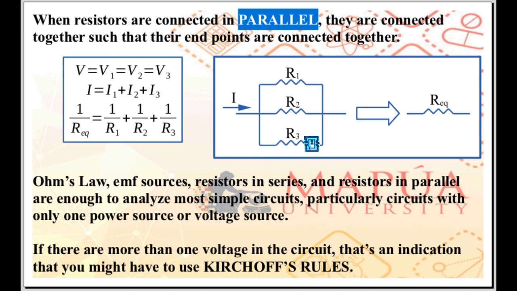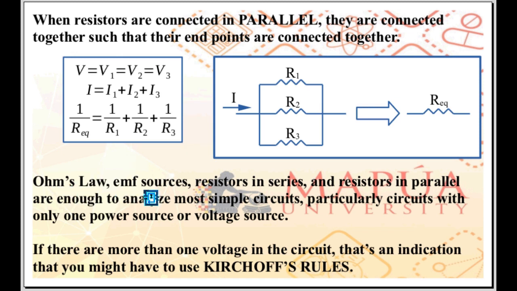And just like with resistors in series, we can replace the resistors in parallel connection with a single resistance, the equivalent resistance. 1 over R equivalent is equal to 1 over R1 plus 1 over R2 plus 1 over R3. And don't forget that this is 1 over R equivalent. The R equivalent is in the denominator. You have to get the inverse to get R equivalent.